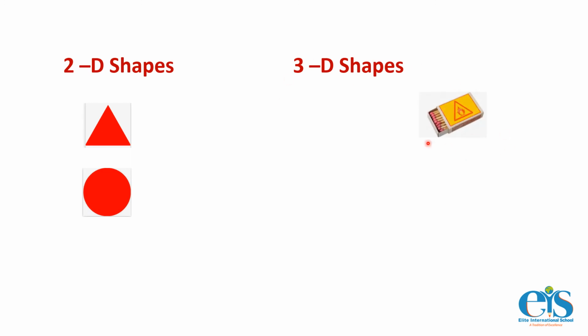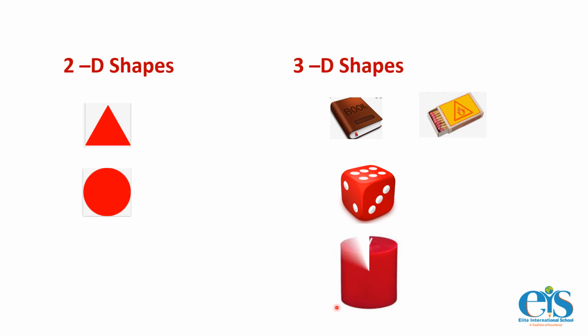A matchbox, which is in the shape of a cuboid, comes under 3D shape. A book, which is cuboid in shape, also comes under 3D shape because it's a solid figure. Next we have a dice, a cube in shape. We have a candle which is cylinder in shape.